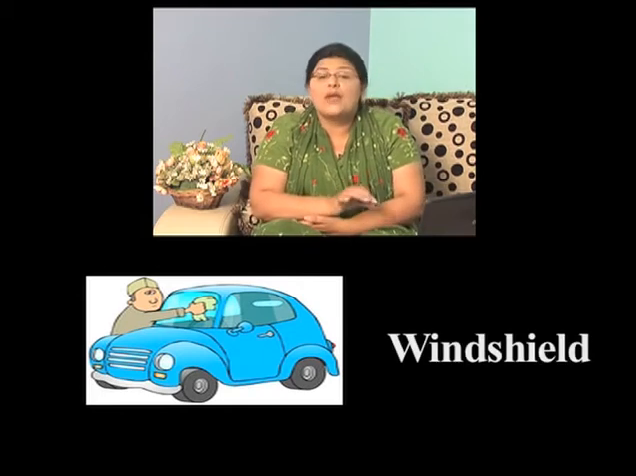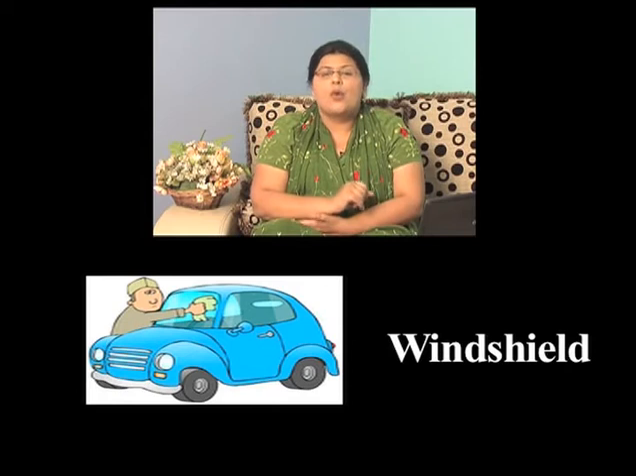Now this is slightly tough. What do you call the glass at the front of a car through which the driver looks out? What do you call it? I'll give you a clue first. It's called a wind something. It's there to protect the driver from the wind or from something flying into his eyes or hitting him. Wind. Yes, some of you know the answer. It's windshield. Windshield.